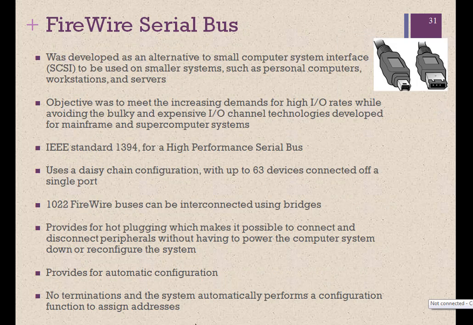FireWire serial bus. You can see some pictures at the top right. These are used in smaller systems like personal computers, workstations and servers, and cables are used for this purpose. Their objective is to meet the demands of higher IO rates while avoiding bulky, expensive IO channels. There are some standards for these buses, like the IEEE standards, as shown. These are fibers of 1022 and are interconnected by using bridges. They also provide automatic configuration, so there is no termination, and the system automatically performs configuration to assign the addresses.